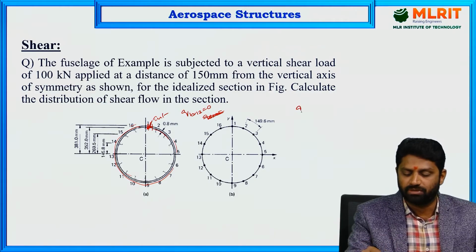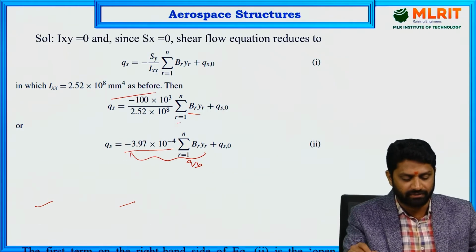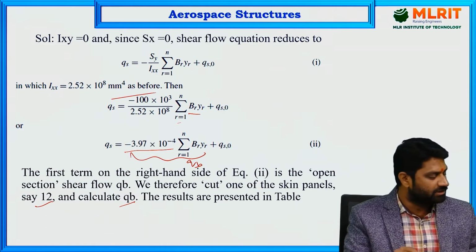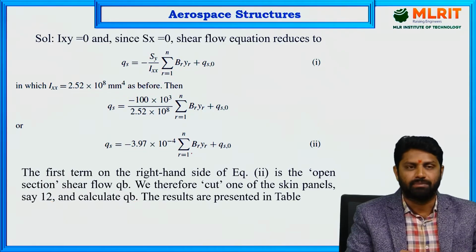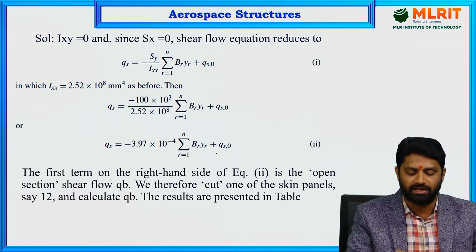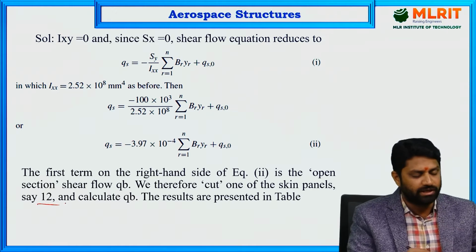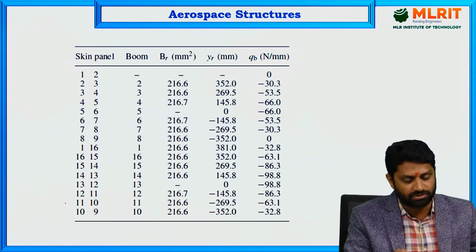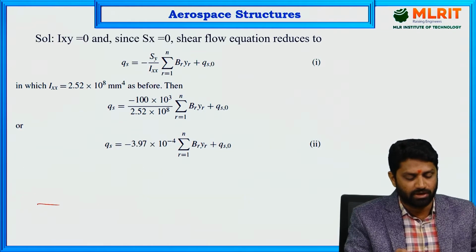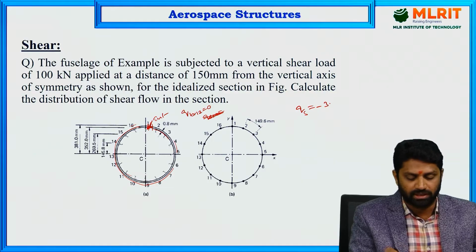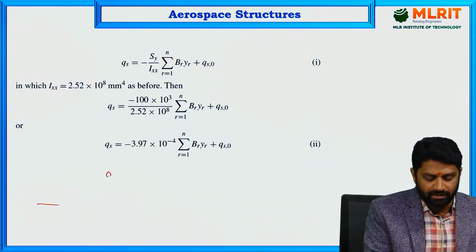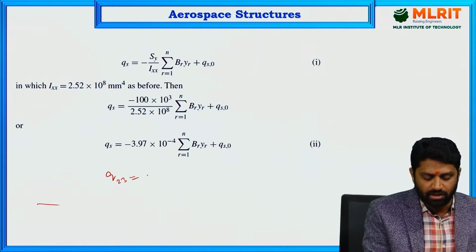So what is the formula we got? qs equals minus 3.97 into 10 to the power of minus 4 summation r equals 1 to n br yr plus qs naught. Once we make the cut in 1-2, you can start finding the rest of the shear flows. For example, if you try to find 2-3, looking at the diagram, I am writing here. So if you are calculating 2-3, how do you calculate?